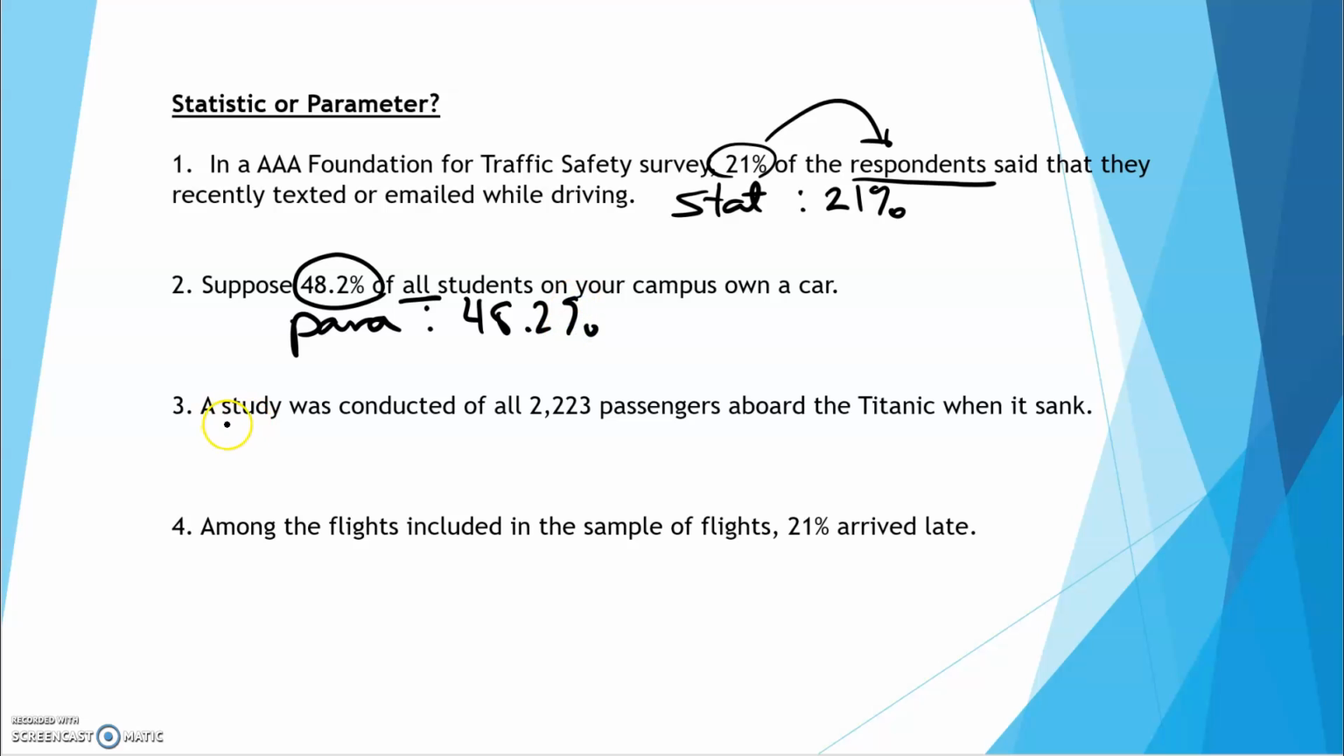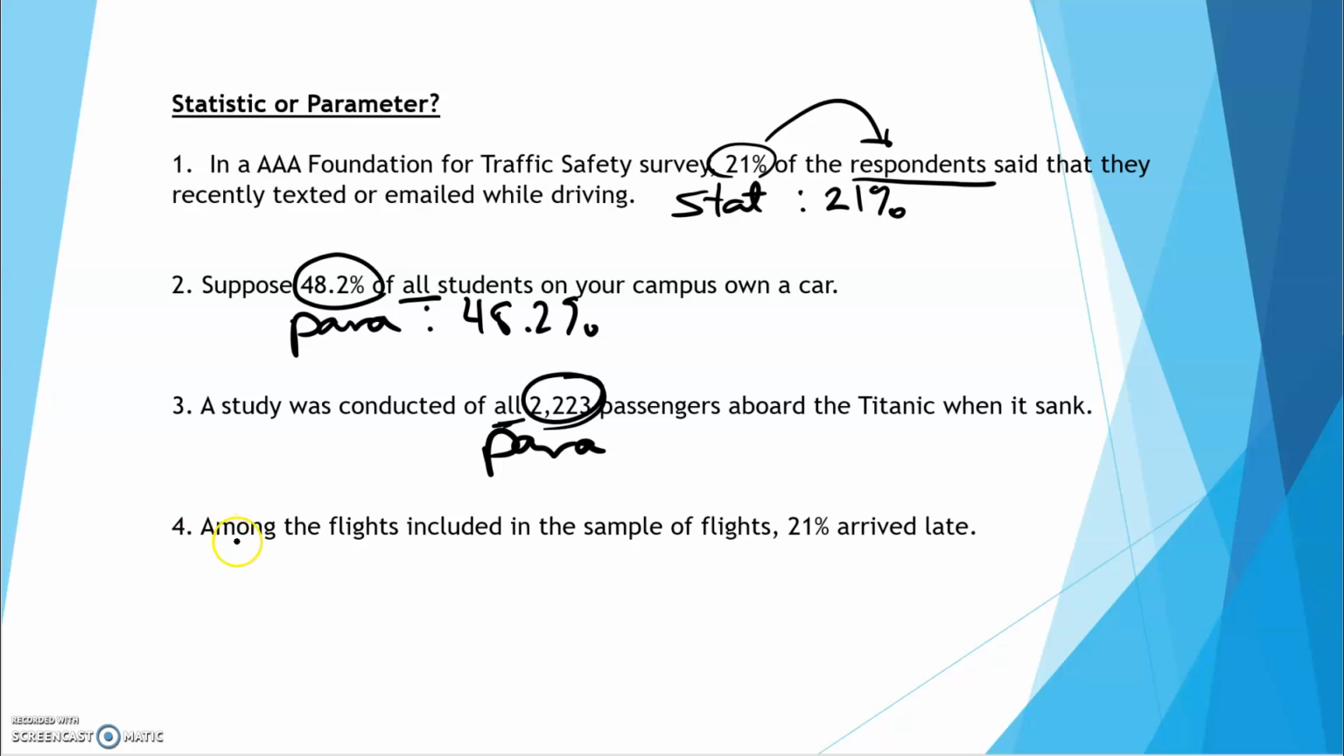Okay, number 3. A study was conducted of all 2,223 passengers aboard the Titanic when it sank. Okay, stop right there. They looked at every single person, okay? Within our population is everybody on the Titanic. And we looked at all of them. And this number came from all of them, okay? So this is a parameter.